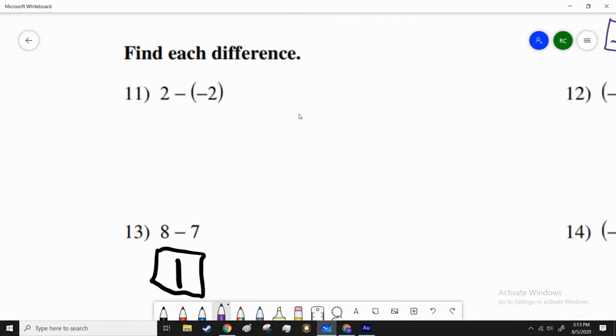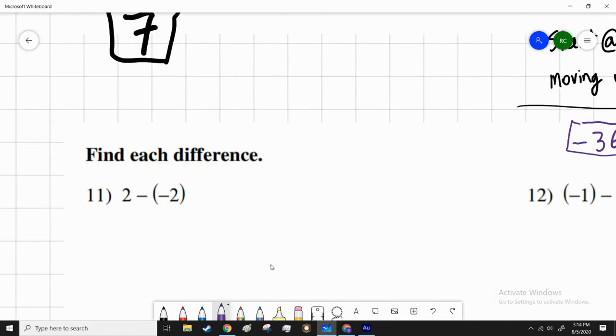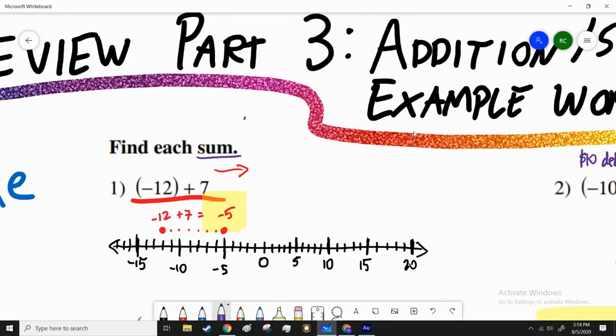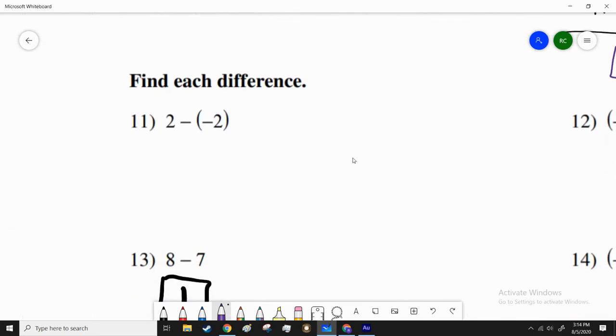Okay, find each difference. Now remember, we didn't really touch on this. The word sum means addition, right? It means that you're adding things together. The word difference means subtraction.